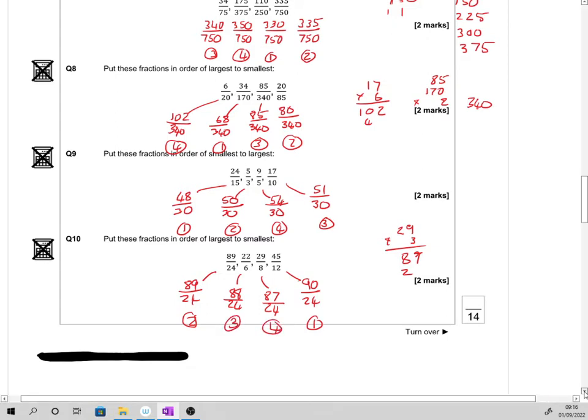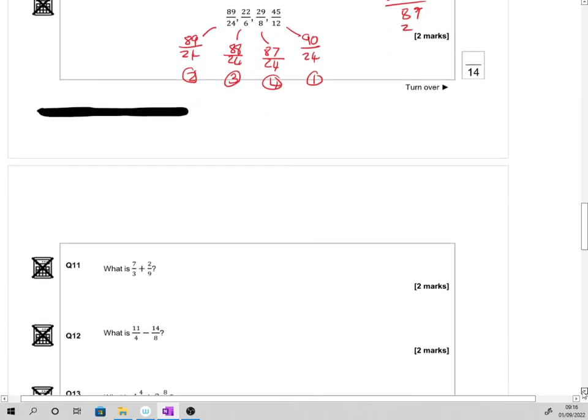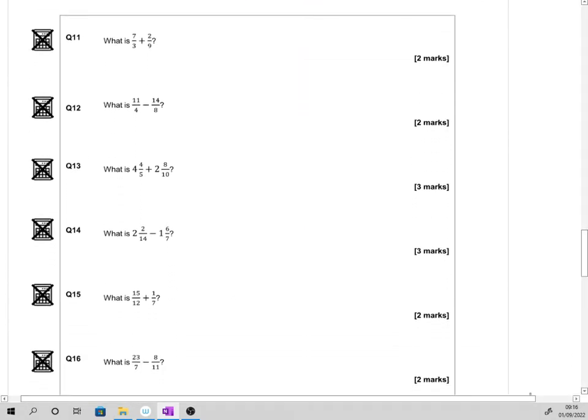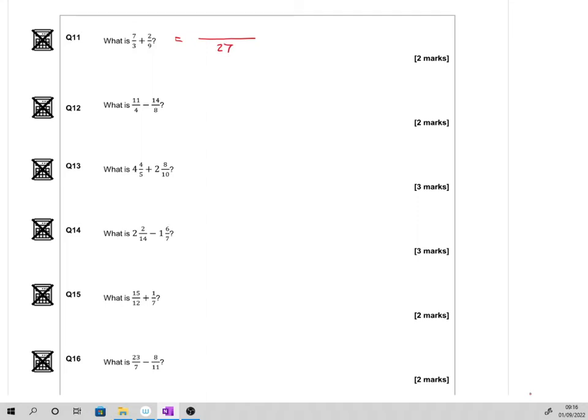So you've got to find a common denominator. Okay. Right. 7 over 3 plus 2 over 9. So multiply the two bottom ones. 3 nines are 27. And 9 times 7 is 63. 3 times 2 is 6. So that equals 69 over 27.